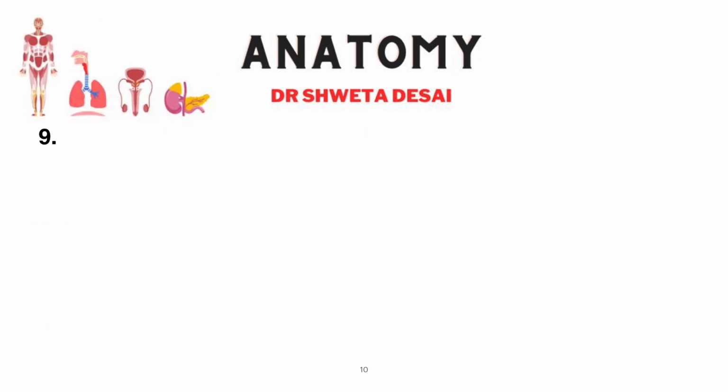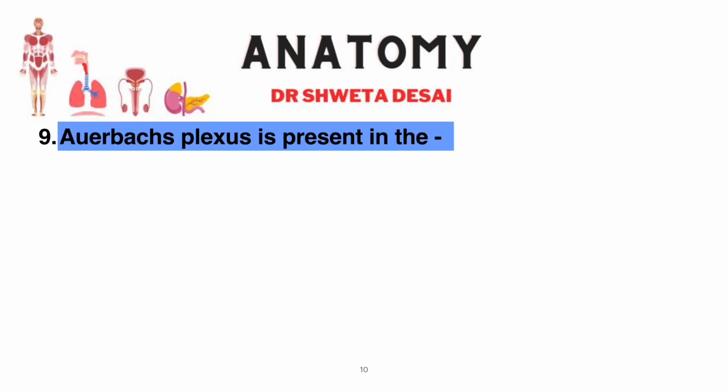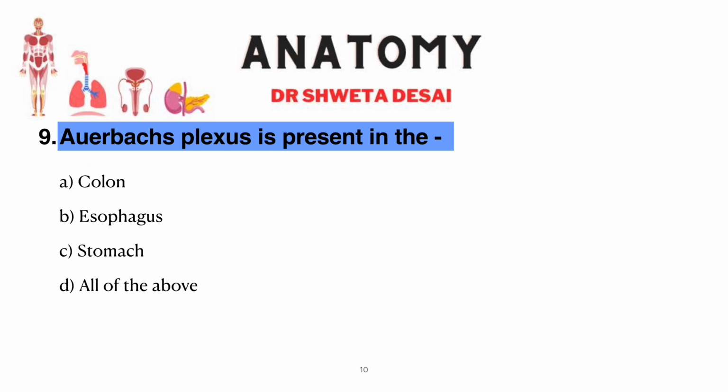Question number 9. Auerbach's plexus is present in the: A. Colon, B. Esophagus, C. Stomach, D. All of the above. The correct answer is D. All of the above.